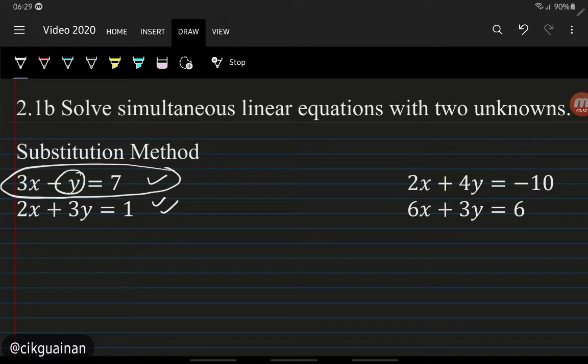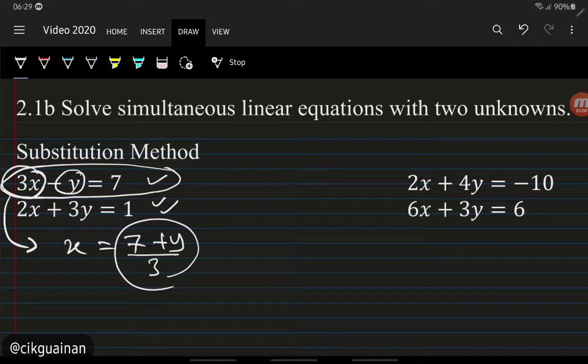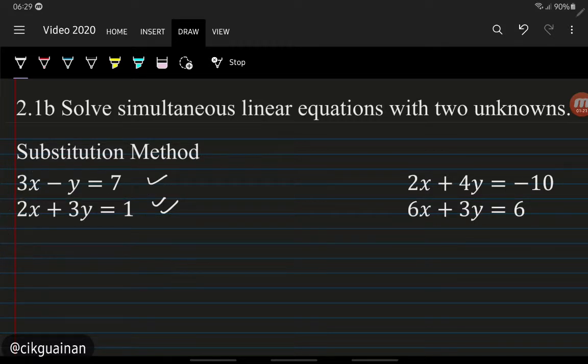If we want to single out 3x, it is difficult, because 3x is 7 plus y, and then we divide by 3. This one, we have a fraction. It's not that it's wrong, but you tend to make more mistakes if you are dealing with fractions. So let's avoid it if it's possible. We are not going to use that.